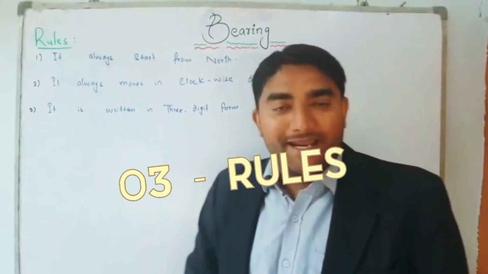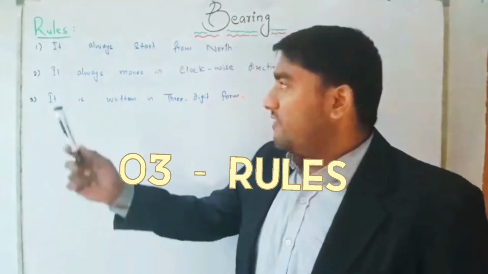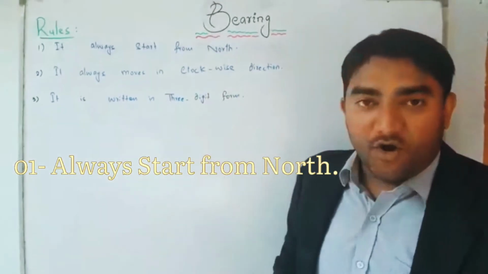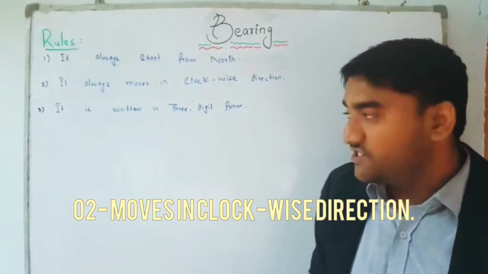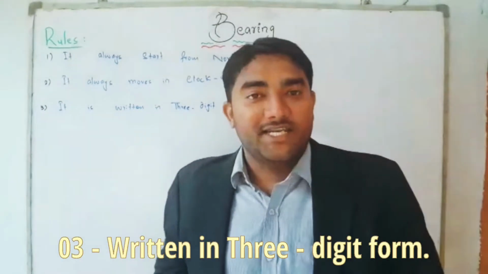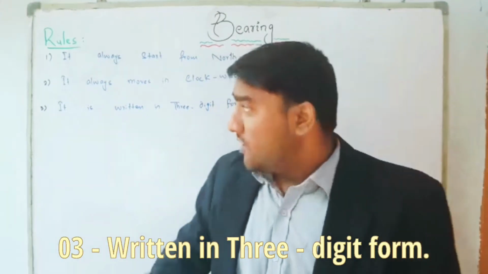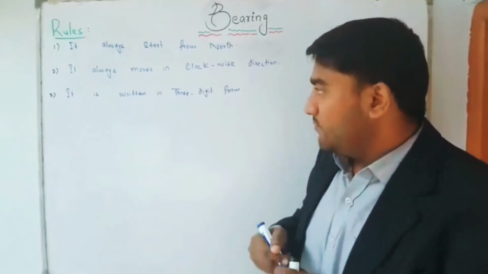It has mainly three rules. The first rule is it always starts from the north, the second rule is it always moves in clockwise direction, and the third is it is written in 3-digit form. I'm going to explain these rules one by one.